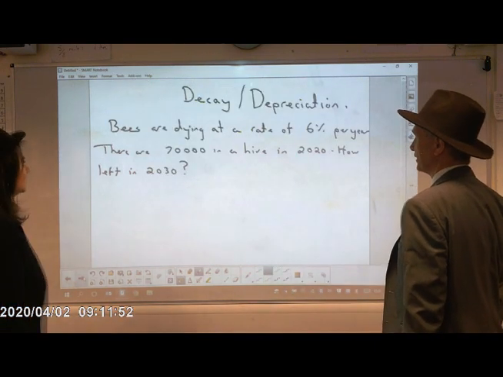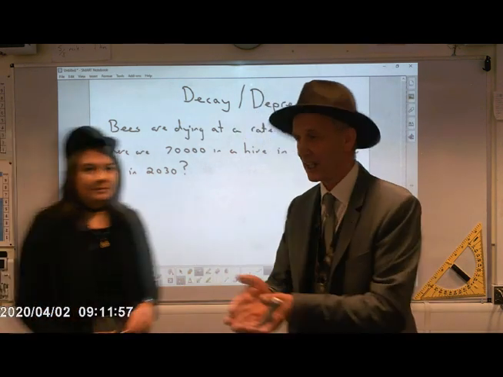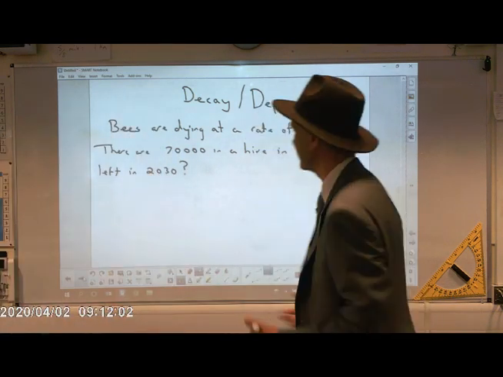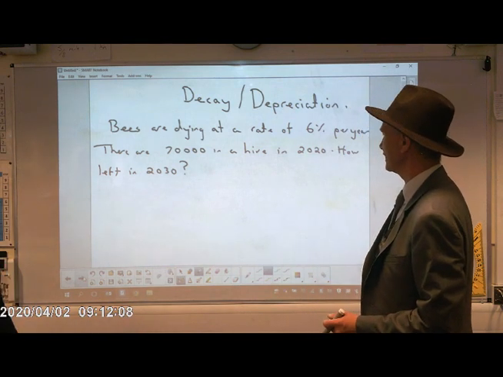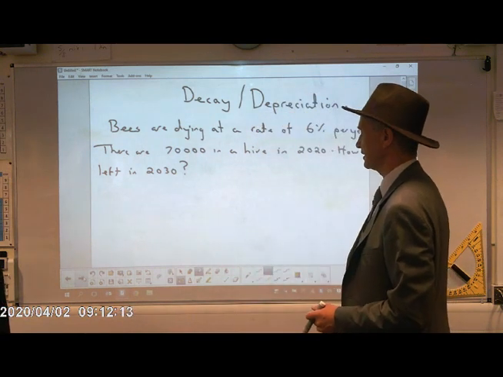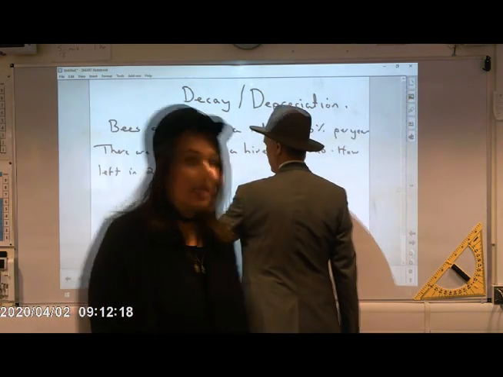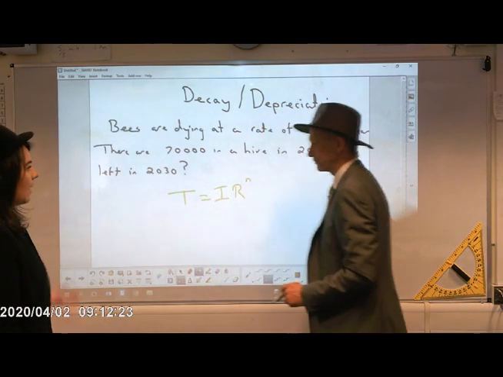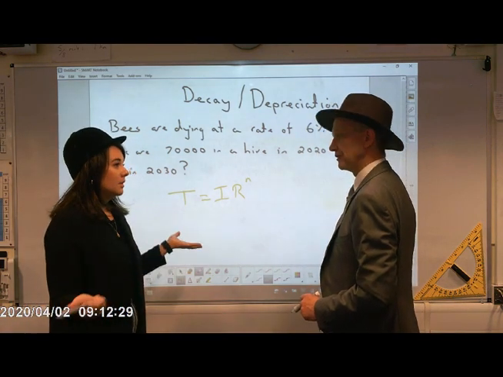Right, moving on. Decay, depreciation. Things don't always get better or increase, sometimes they decrease, and this is where we're going to use compound interest in order to show you some decay. So I've put bees dying at a rate of 6% per year. There are 70,000 in a hive, which is about right. In 2020, how many are left in 2030? Here we're not having 100% plus 6%, we're having 100% minus 6%. So you've got to think about what that multiplier will be. If it's 100% minus 6%, you're left with 94%.